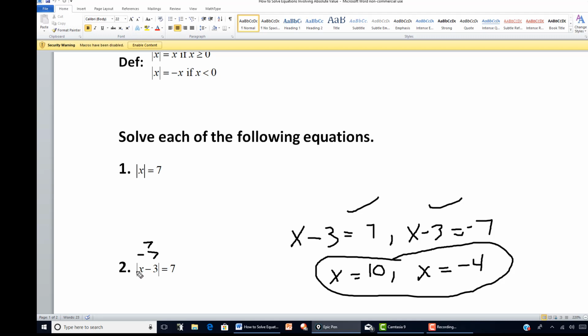And you can easily check it. Put a 10 where the x is. 10 minus 3 is 7. Absolute value of 7 is 7. Checks. Put a negative 4. Negative 4 minus 3 is negative 7. Absolute value of negative 7 is 7. Checks. Okay, clear this.